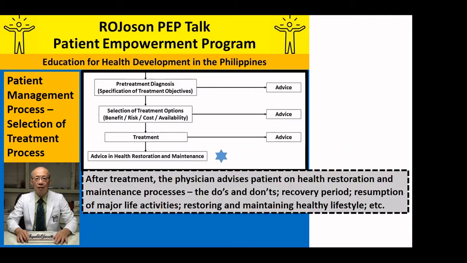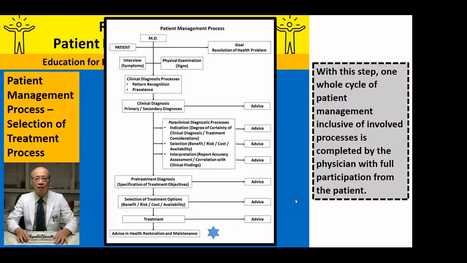After treatment, so we are now on this box. After treatment, the physician advises the patient on health restoration and maintenance processes, the do's and don'ts, recovery period, resumption of major life activities, restoring and maintaining healthy lifestyle, etc. So with this step, the advice in health restoration and maintenance, one whole cycle of patient management, inclusive of the involved processes, is completed by the physician with full participation from the patient.